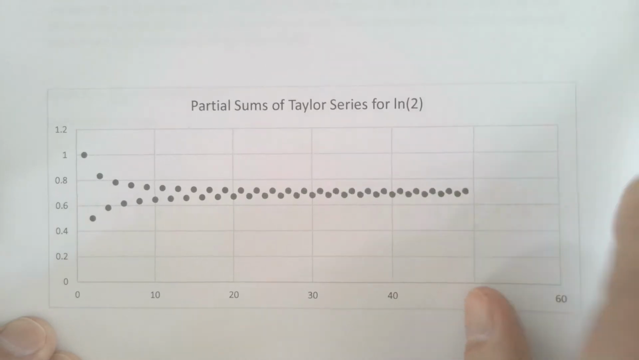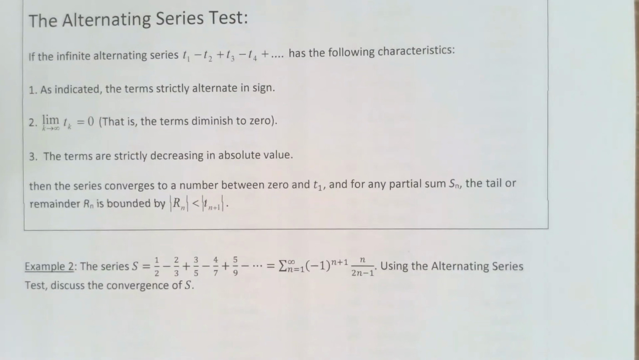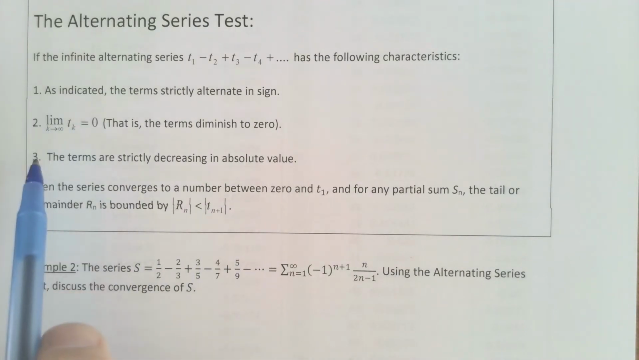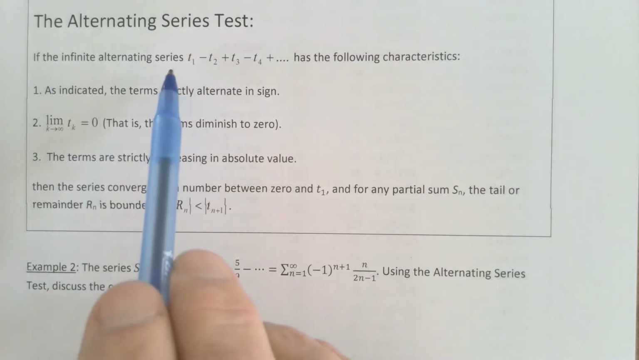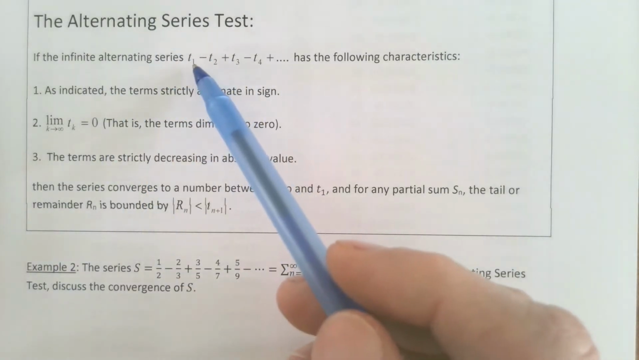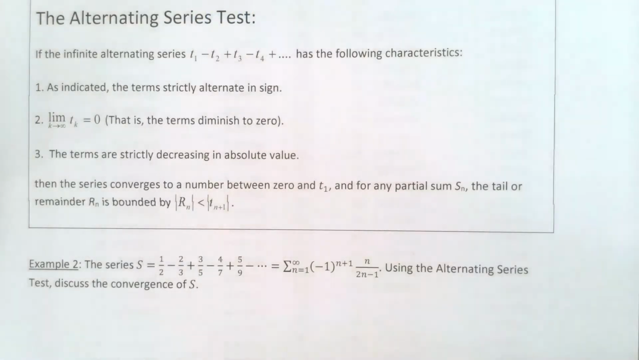Let's take a look formally at what the alternating series test says. It says you've got this series of terms, T1, T2, T3, and so forth. If these three conditions are met, then you can say with certainty that this series converges. And not only does it converge, it converges to a number somewhere between 0 and the first term, which could be positive or it could be negative.